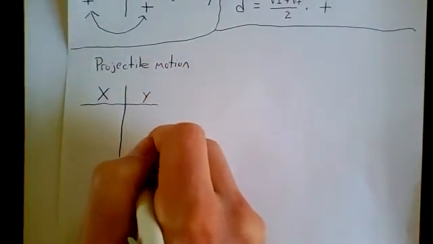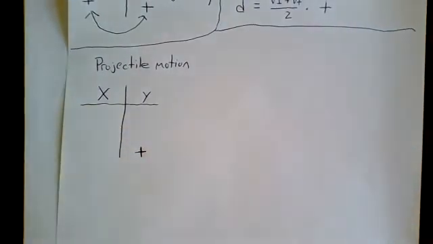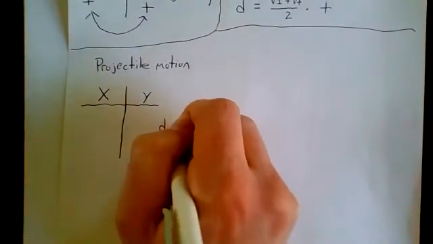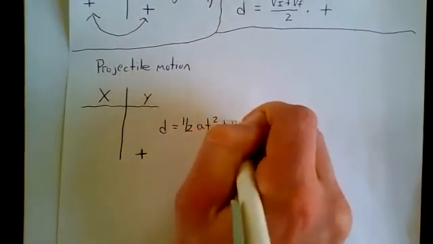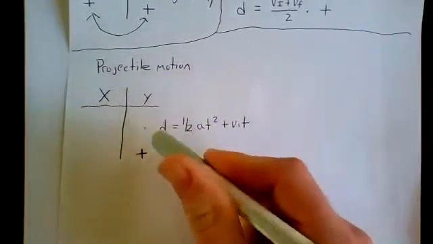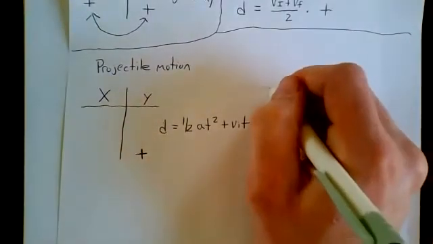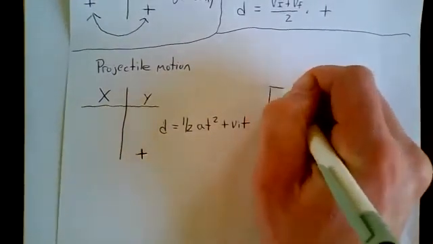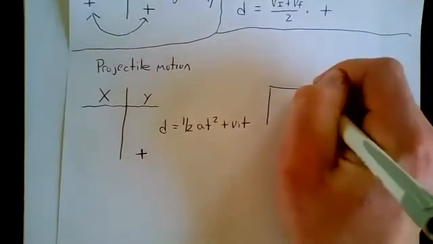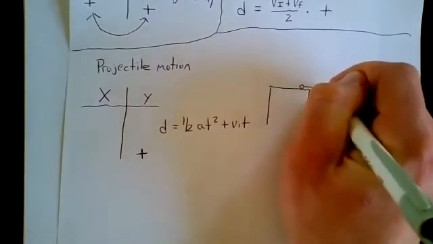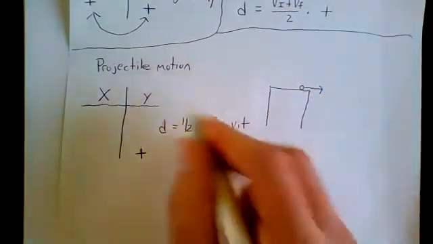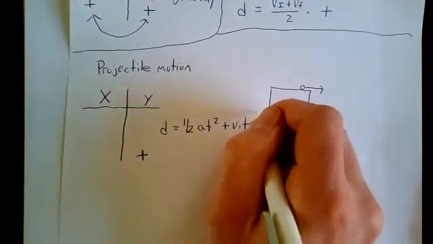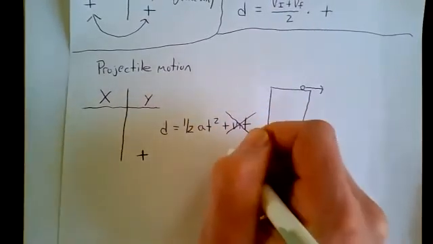Using your XY table, solving for time in the Y is often the key. Using this equation, d equals 1/2 a t squared plus v_i t. In these projectile motion problems, you often have a table and an object that falls off the table. Your initial velocity in the Y direction is often going to be 0, so that term cancels.